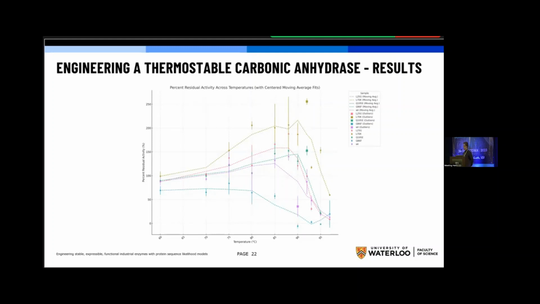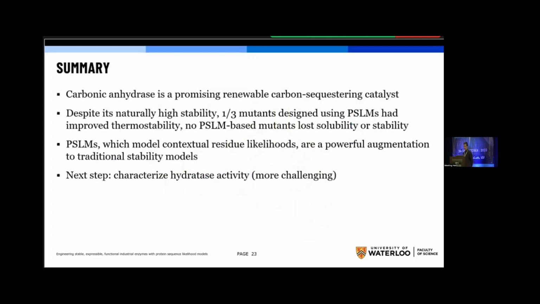Meanwhile, this Q86F, this came from Rosetta, which is a traditional method, and we saw a common outcome, which is that this protein starts to aggregate at low temperatures because it has hydrophobic mutations near the surface. So overall, it looks like carbonic anhydrase as a potential renewable carbon sequestering catalyst has more potential to be used in industry now that we can better engineer its stability.